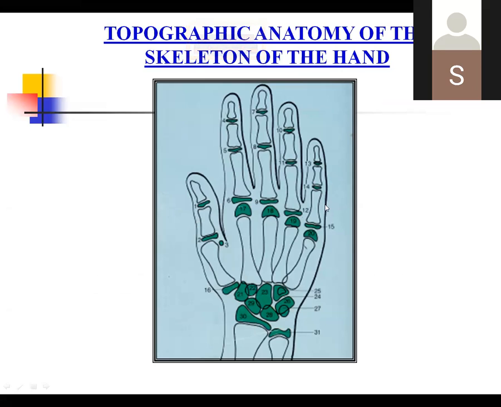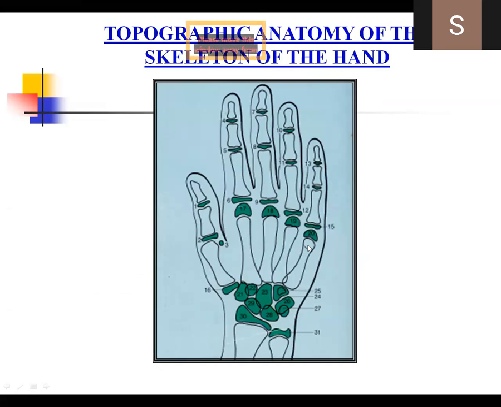Topography of the hand-wrist radiograph. So this is basically a hand. This is the wrist. It has carpals, metacarpals, and phalanges. Phalanges are distal phalanx, middle phalanx, and proximal phalanx. The nearer to the wrist is proximal, away from the wrist is distal. And these fingers are named 1, 2, 3, 4, 5, or thumb, index finger, middle finger, ring finger, and little finger.